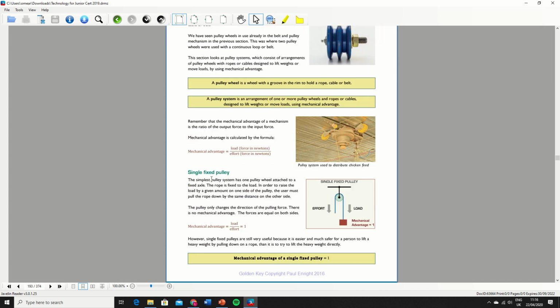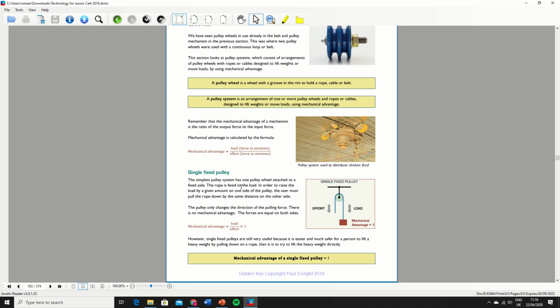So, single fixed pulley. The simplest pulley system has one pulley wheel attached to a fixed axle. The rope is fixed to the load. In order to raise the load by a given amount on one side of the pulley, the user must pull the rope down by the same distance on the other side. So you can see here, the simplest pulley system has one pulley wheel. Our pulley wheel is just here, and the rope is fixed to the load, so you can see the rope here is fixed to our load at the bottom.